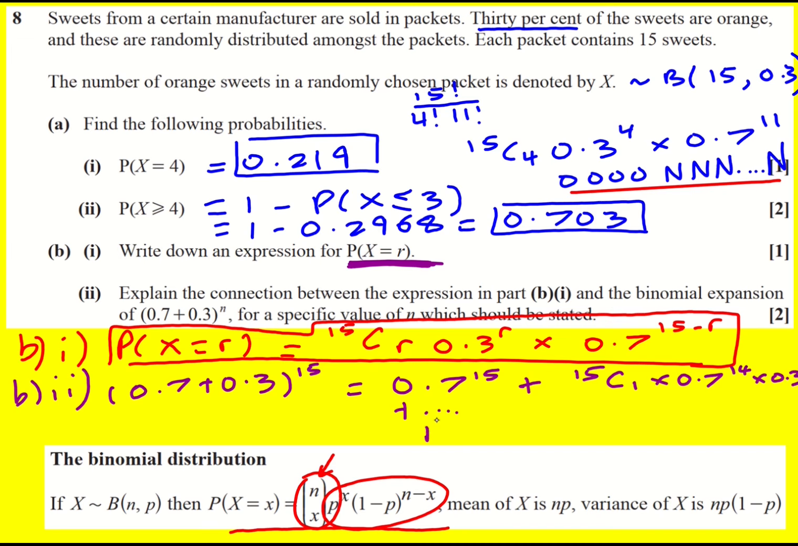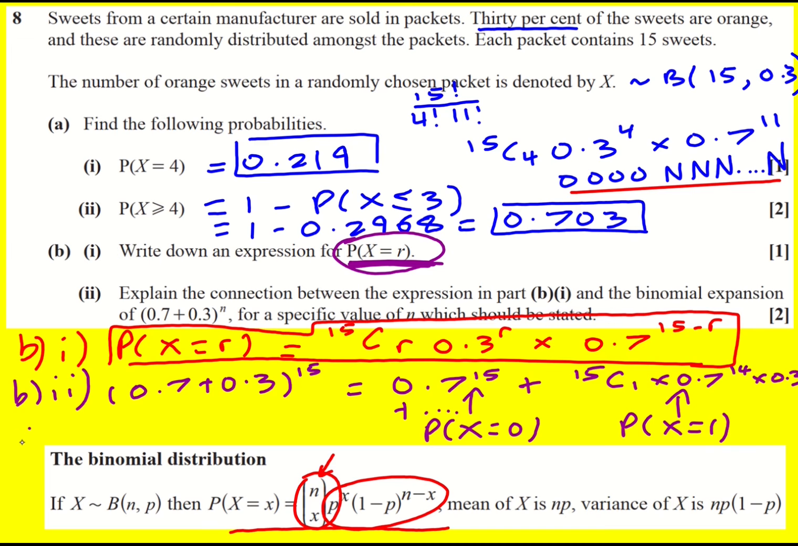Now the thing is, this first term in the expansion is actually the probability that x equals 0 in our distribution, and this is the probability that x equals 1. I wrote down, and wasn't specific enough, I just said the terms are the probabilities for x, which is true, but we're asked specifically for this one here. I didn't quite know what it was getting at when I did this question, I've got to be honest. But it wants us to say the first term is the probability that x equals 0, the second term is the probability that x equals 1.